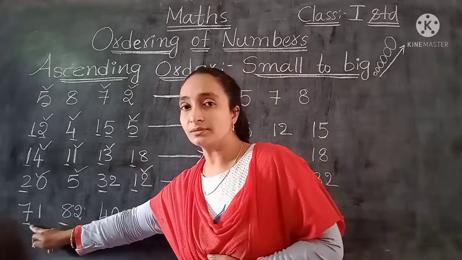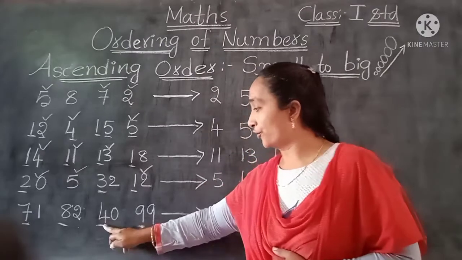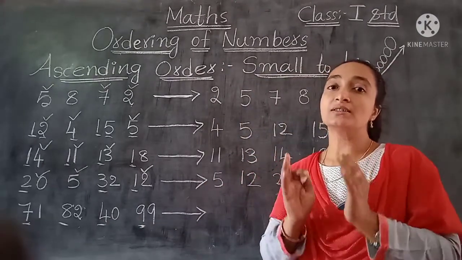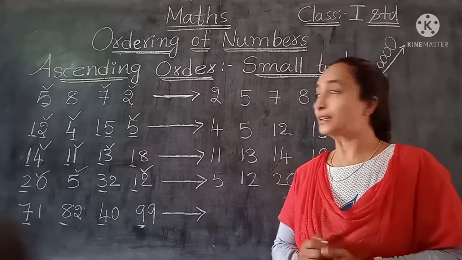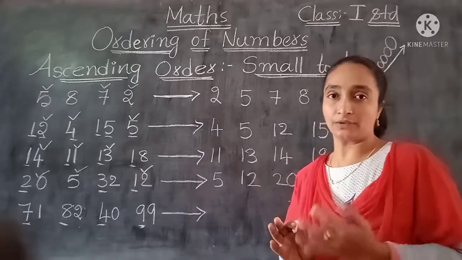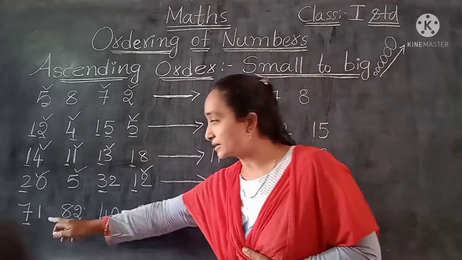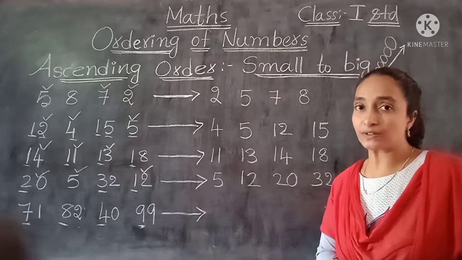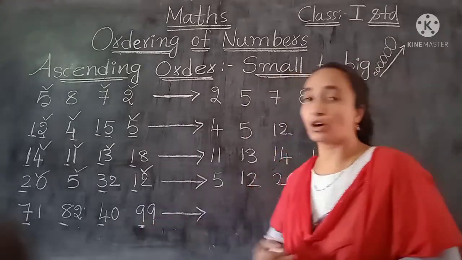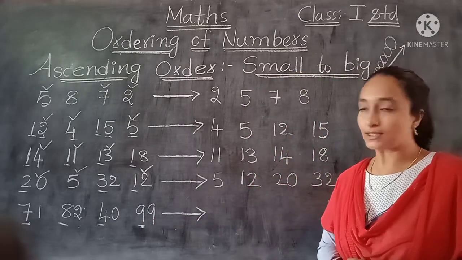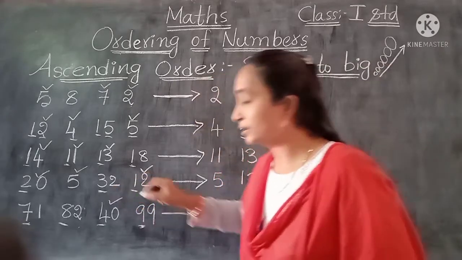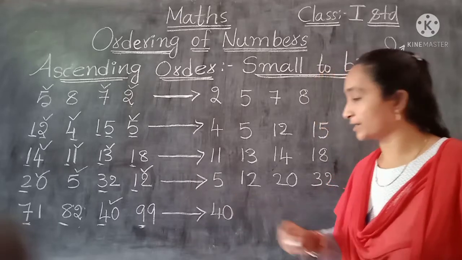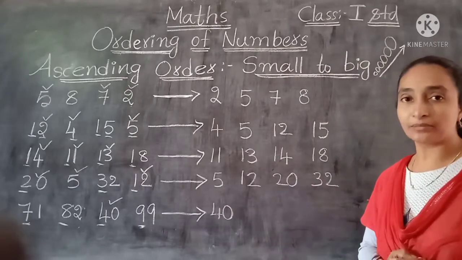Now here 7, 8, 4, 9. Now here we have to find out the small number. This is ascending order, no? All the small numbers we have to take. So which will be the small number? 7, 8, 4, 9. What is the small number, children? Yes, 4 is the small number among all the numbers. So give a tick mark, a small tick mark, 40, and you can write here for the small number. So one small number completed.